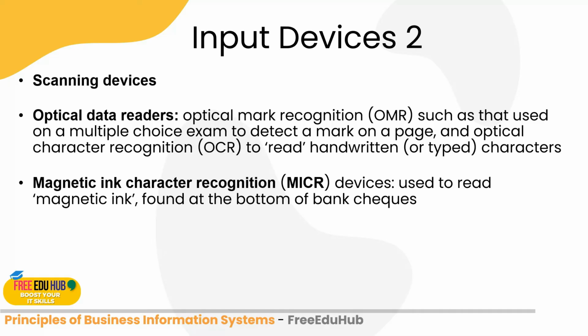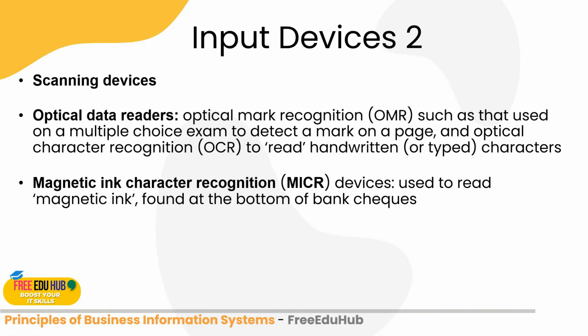Then we have optical character readers. Now the optical mark recognition, OMR, is used on multiple choice exams to detect the marks of the students on the page, and the optical character recognition, which we call OCR, reads handwritten or typed characters. OMR is a newer kind of technique that we use in order to read the optical marks or the bubbles that you fill in on the bubble sheets in exams. Through that, it would read your exam code and it would mark your papers. You don't have to go through individual questions and mark them individually, so it makes life really easy.